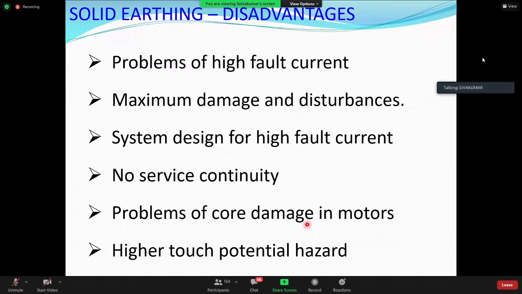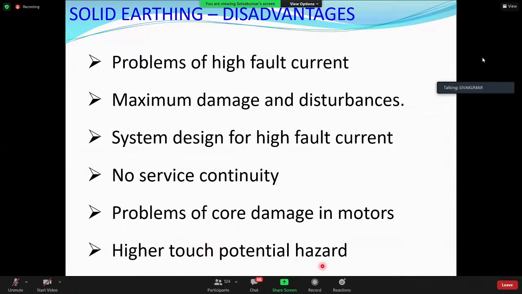The core cannot carry this much current, kiloampere current, and the damage will be done in milliseconds before the relay could sense and trip, or the SCPD could trip. Damage will be done to the rotating machines. And similarly, since the current is more, even if you keep the resistance very minimum, because of the higher current the GPR, ground potential rise, will be more, and the touch potential hazard is higher. These are the disadvantages of solid earthing.